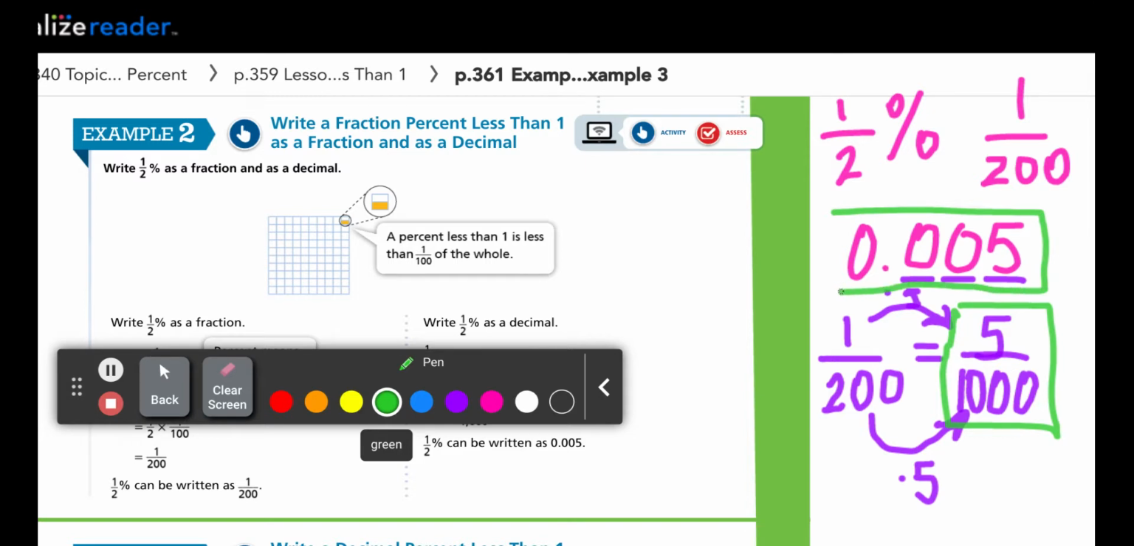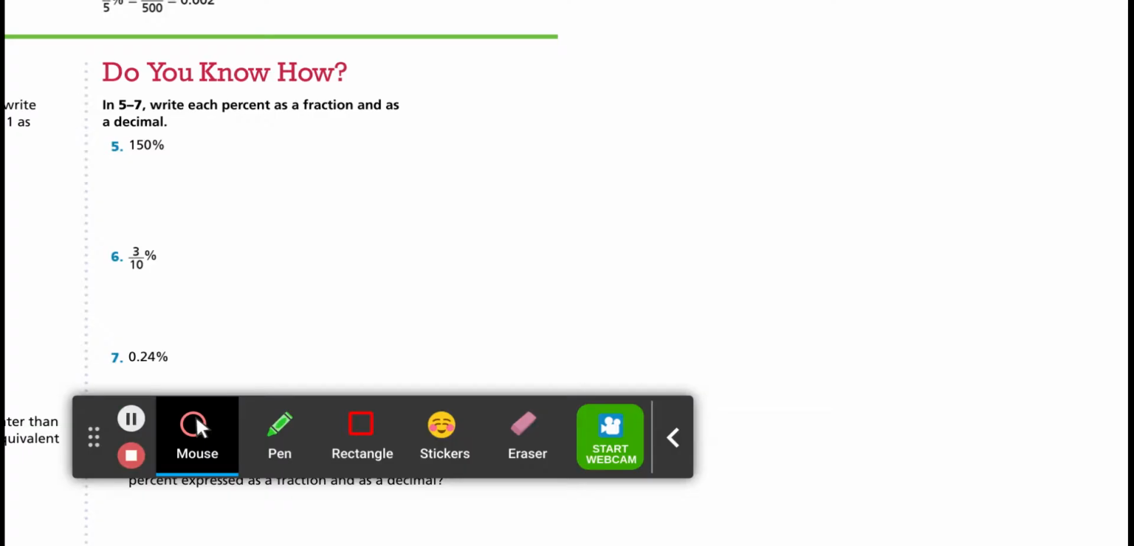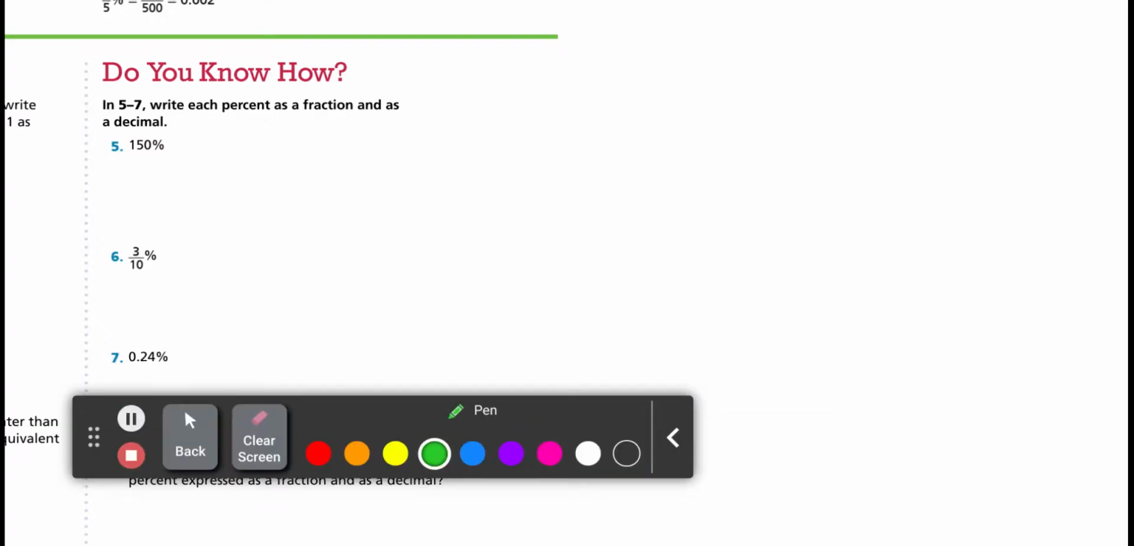5 1,000ths. Okay, so this is a small percentage, half of a percent. But we can still write it as a decimal and as a fraction using other things that we've learned this year that we're now reviewing with this concept. Let's do one more question. Let's look at number 6.